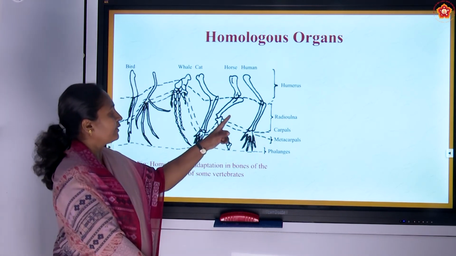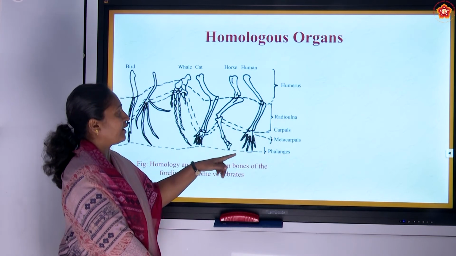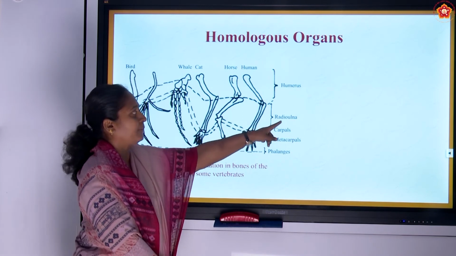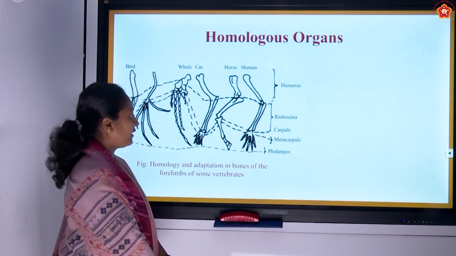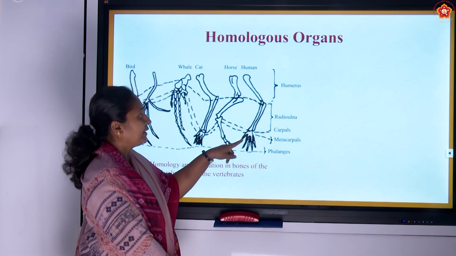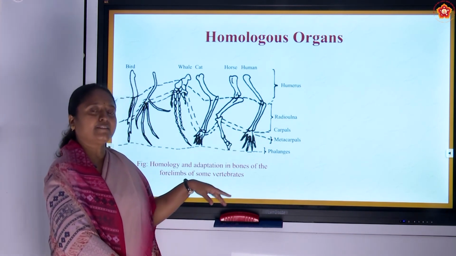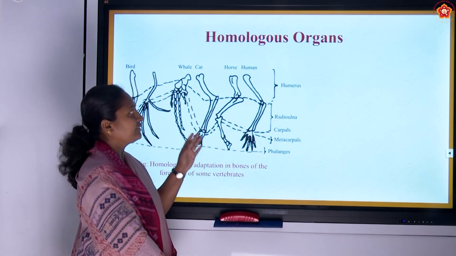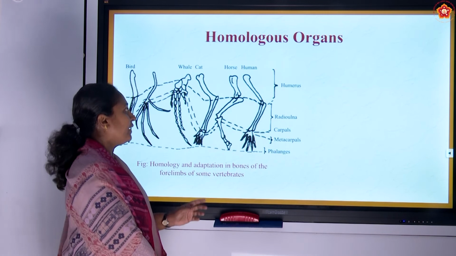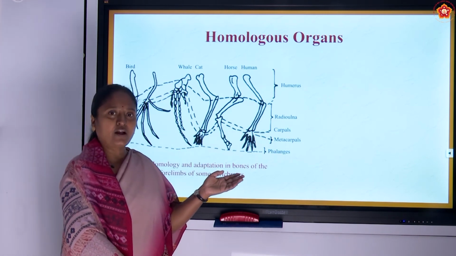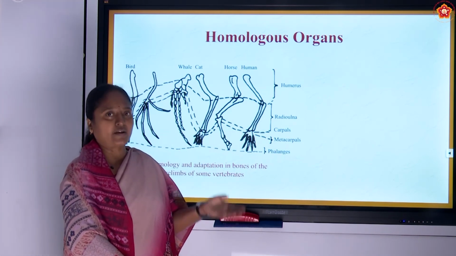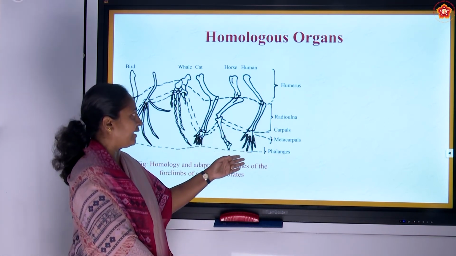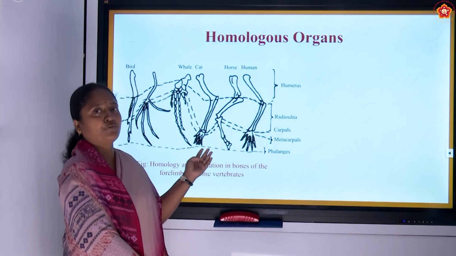The human has a radio ulna, that is two bones which combine together, and then we have carpals, metacarpals and phalanges. These are the bones present in the forearm. When you consider a horse, the same kind of bones are present, but what is the function of the forearm in the horse? It helps the horse in walking and also running, right? So the total functioning of a human hand is different from that of the horse forearm, correct?